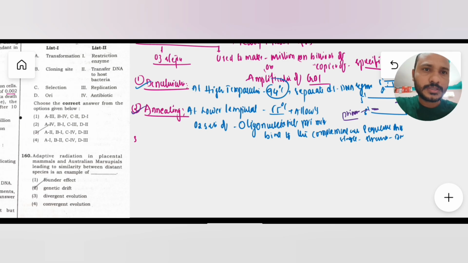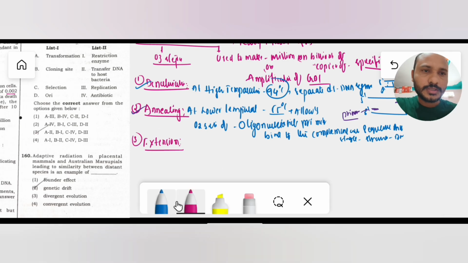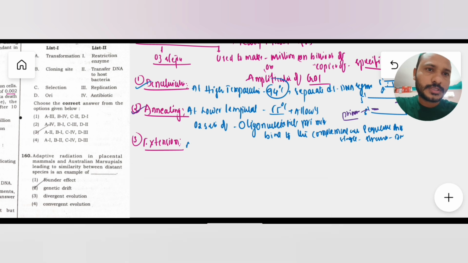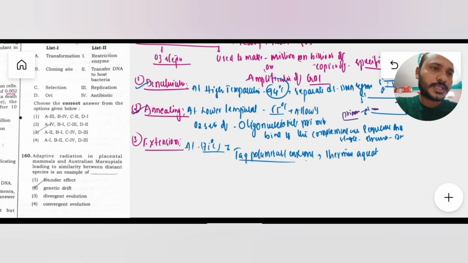The third process is called extension. Extension generally occurs at around 75 degrees Celsius. Here, Taq polymerase, very important, plays an important role in the extension process. Taq polymerase is nothing but the enzyme from Thermus aquaticus, and it plays the important role in extension.